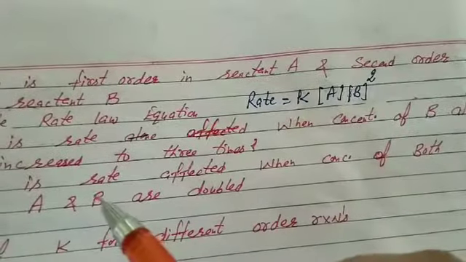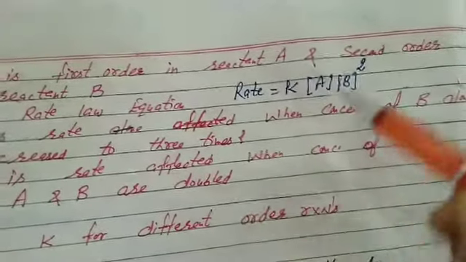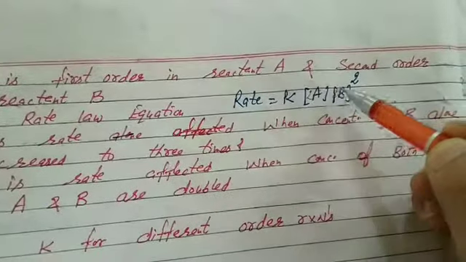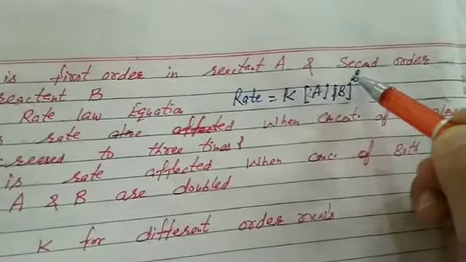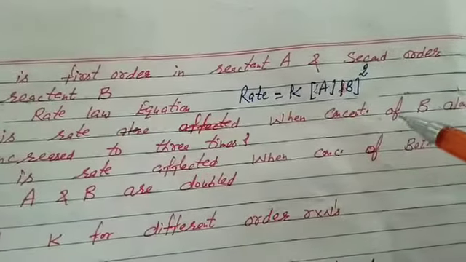And in the third statement, the demand is how is rate affected when concentration of both A and B are doubled. Both A and B are doubled: 2 to the power 1 times 2 squared, 2 times 4, equals 8. We will answer rate becomes 8 times.